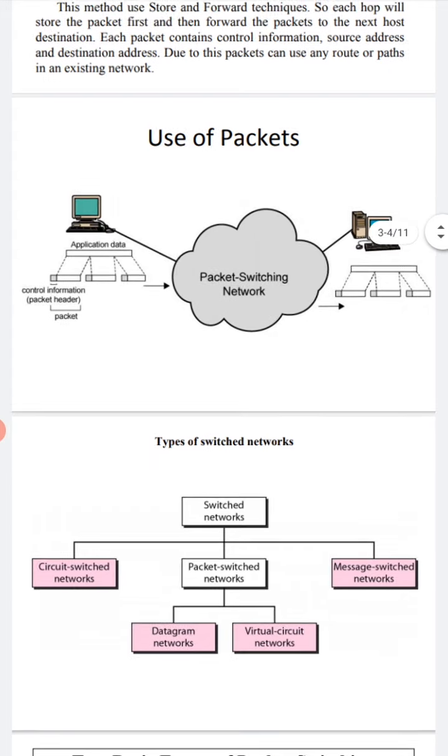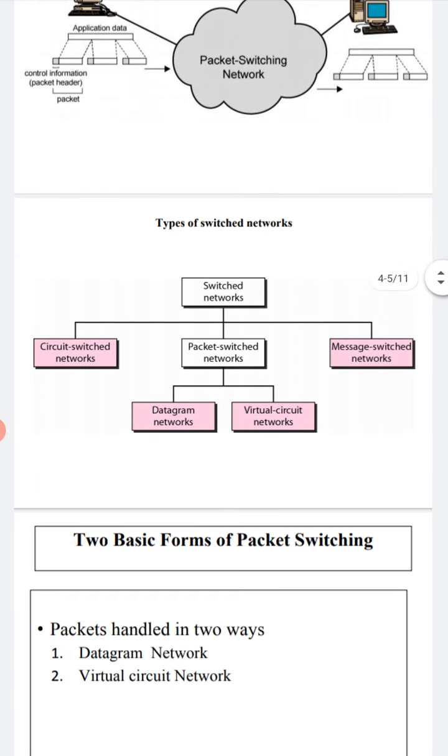Then the types of switching networks. We have already discussed the types of switching networks. There are three types: the circuit switch network, the packet switch network, and the message switch network. The circuit switch network, we already discussed in the last class. Under the packet switch network, there are two types: the datagram network and the virtual circuit network. In this class, we are going to discuss only the datagram network.